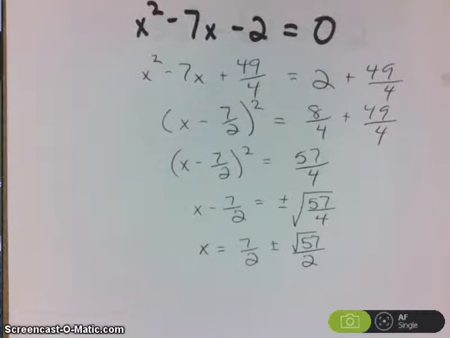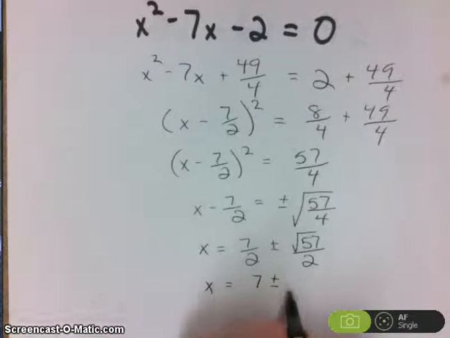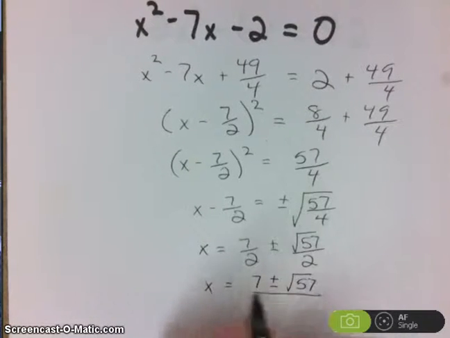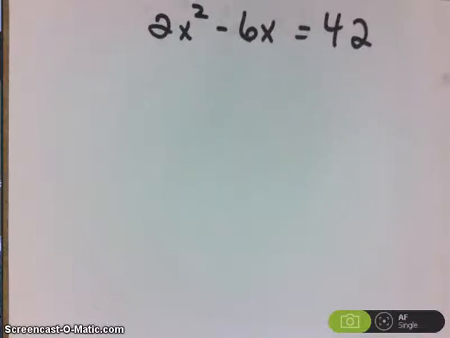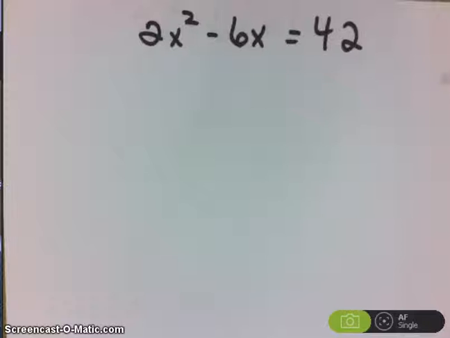And we could take it one step further, and we could call this 7 plus or minus the square root of 57 all over 2, because these denominators are common already. All right, sound good? Let's move on to a slightly tougher problem.